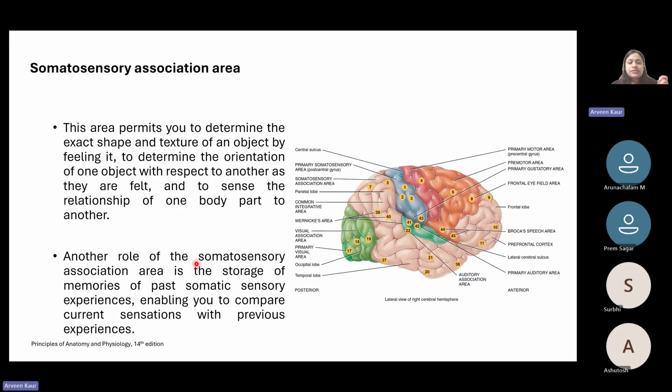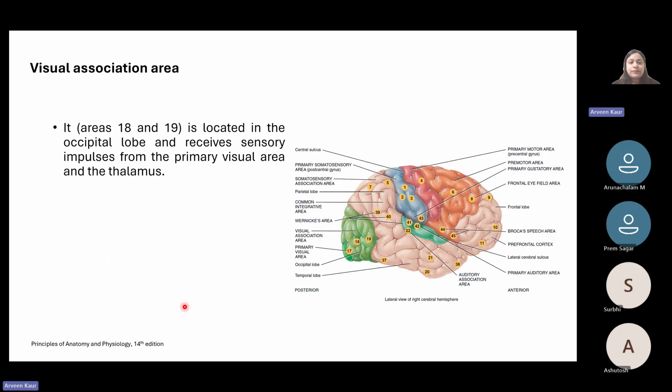Another role of the somatosensory association area is the storage of memories of past somatic sensory experiences, which enable you to compare current sensations with previous experiences, right? Then we come to the visual association area.